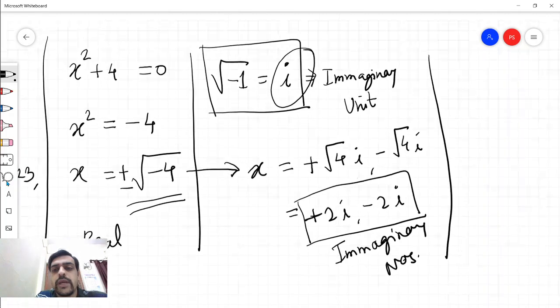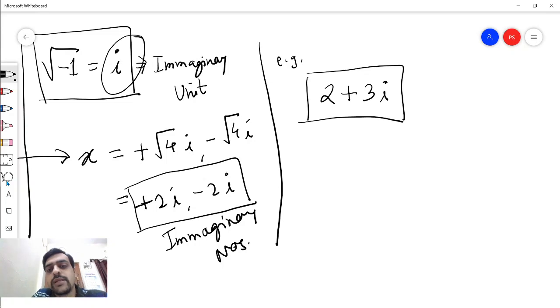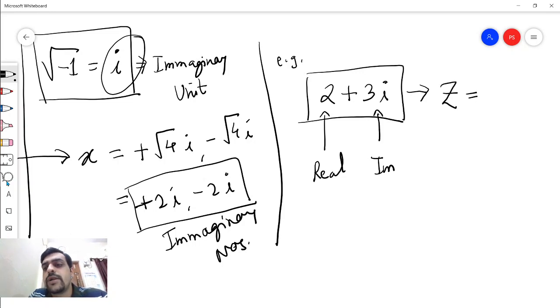Now, in general, we can combine imaginary numbers and real numbers. For example, we can talk of a number like 2 plus 3i. This number is a combination of real as well as imaginary numbers. Such a number, which is usually expressed by the letter z equal to x plus iy, is called a complex number.